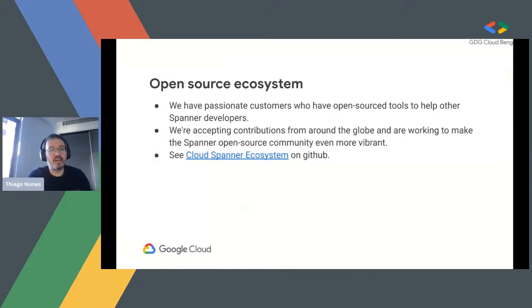Other than that, we do have a very vibrant open source community. So we have passionate customers who have open sourced their tools for other Spanner developers, and we're accepting contributions from around the globe. So if you're interested, there's a link here for the Cloud Spanner ecosystem on GitHub, and you can take a look at the projects that we have there and possibly contribute to one of them.